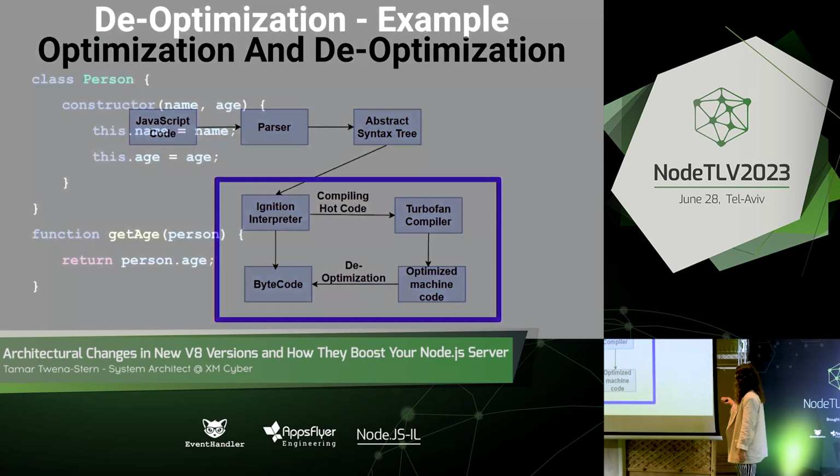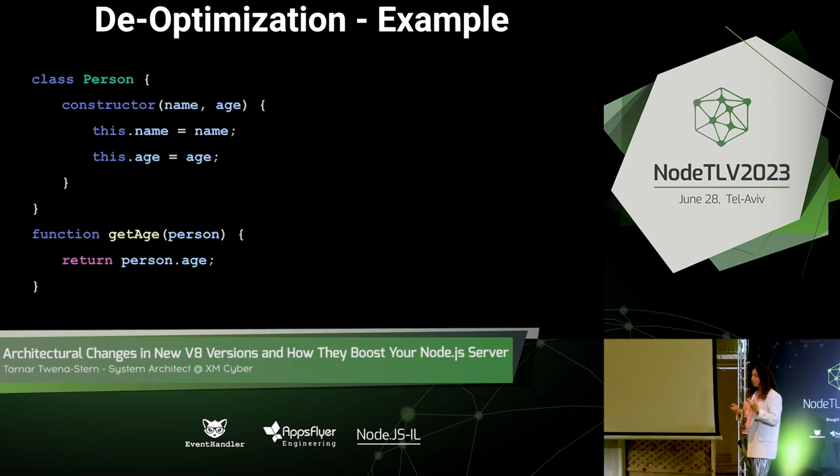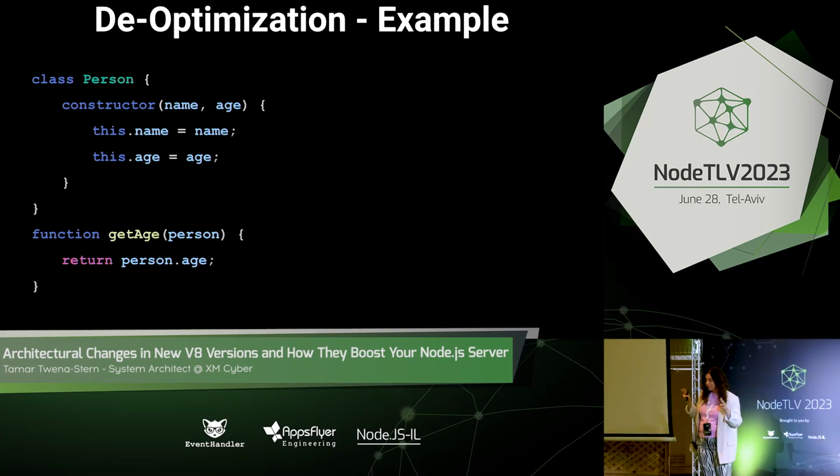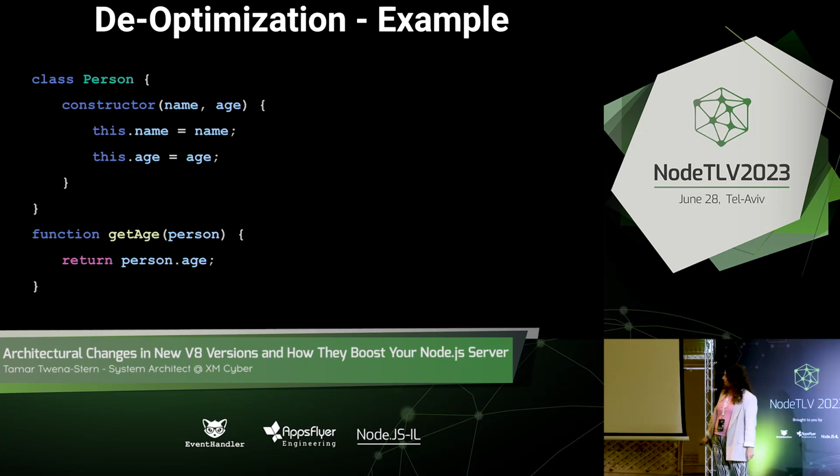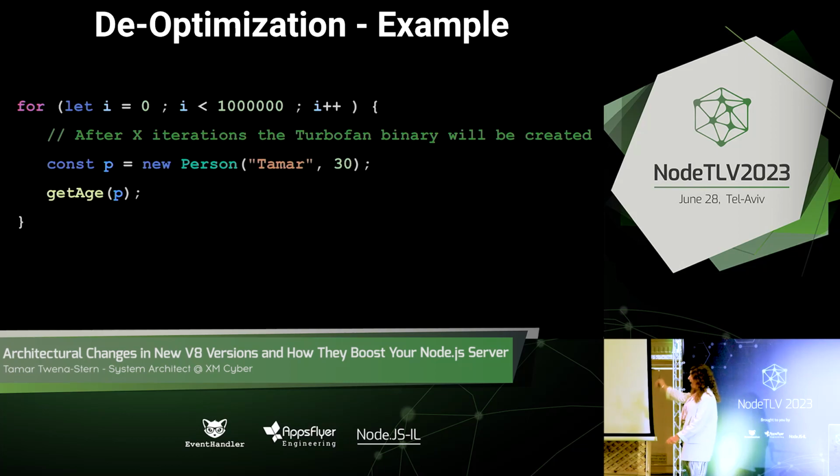Now we are going to see two examples of a de-optimization scenario. We have a class Person, and that class has 2 properties, a name and an age. We have a function that receives the person, and what that function actually does is get the age. We have the person object, and I'm running it in a loop 1,000,000 times. That's like a micro benchmark: I'm taking a problem and isolating it.